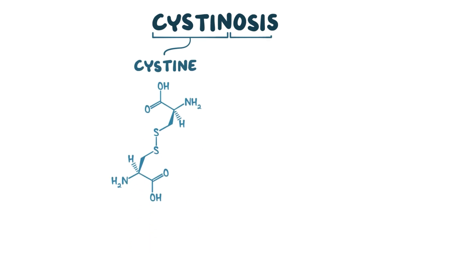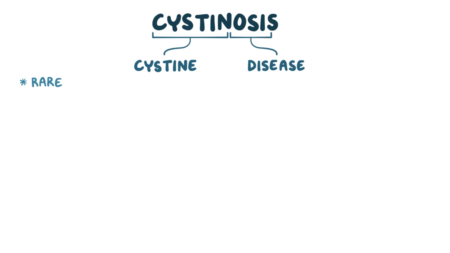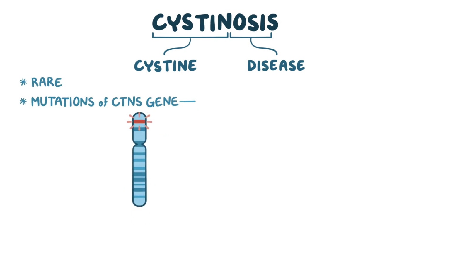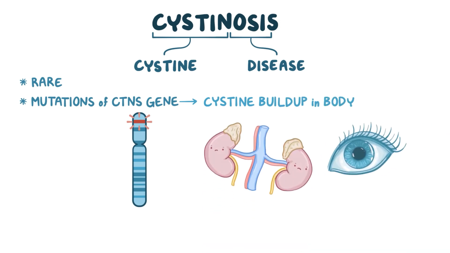With cystinosis, cystine refers to cystine, an amino acid, and osis implies disease. So, cystinosis is a rare condition caused by mutations of the cTNS gene that leads to a cystine buildup in the body. This can cause tissue damage, especially in the kidneys and eyes.